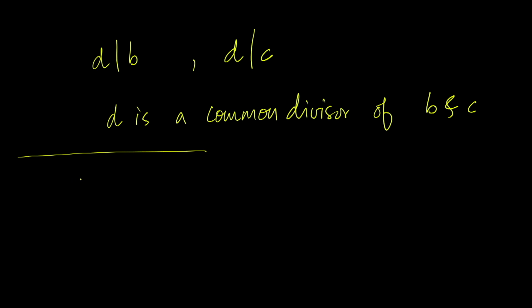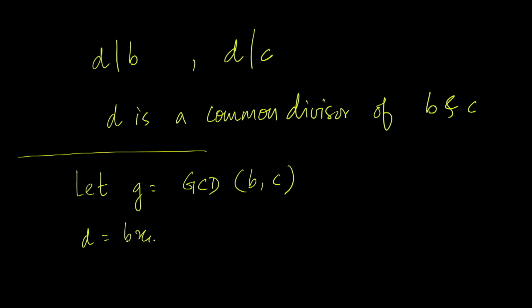Now consider the GCD of B and C. Let G be the GCD of B and C. Since D is Bx naught plus Cy naught, we have that G divides D, G divides B and G divides C. So, G divides Bx naught plus Cy naught as per the theorem we saw earlier. So, G divides D. G and D are both positive. So, since G divides D, G is less than or equal to D.